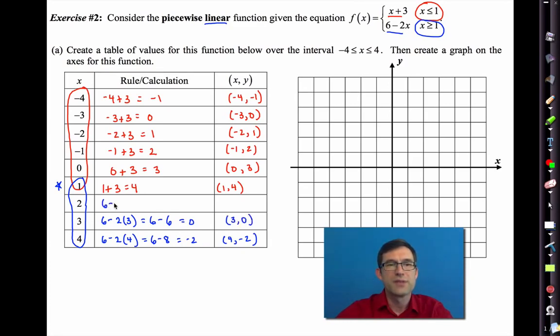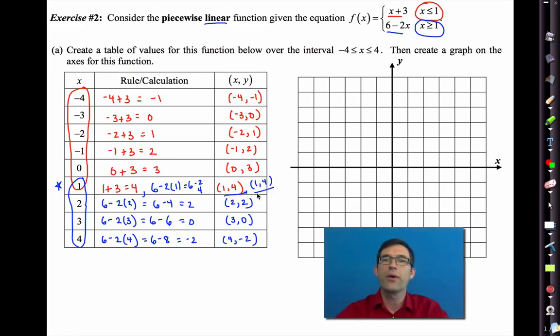Then we'll have 6 minus 2 times 2, which is 6 minus 4, which is 2. And let's see what happens when we apply that rule when x is 1. Here we'll have 6 minus 2 times 1, which is 6 minus 2, which is 4. So we'll get the point 1 comma 4. Look at that, same point.